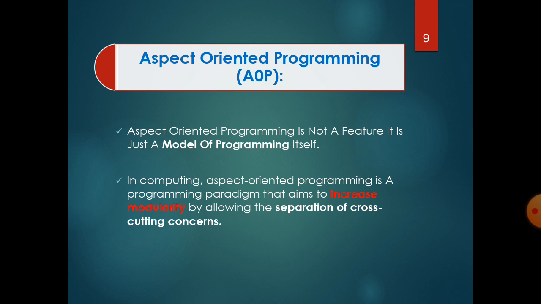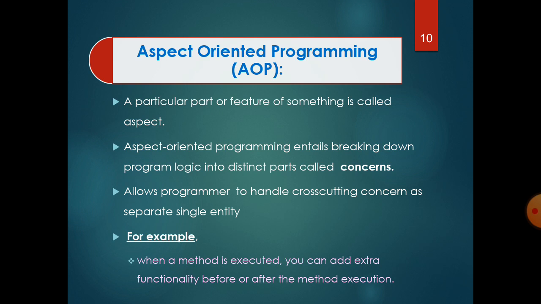Aspect oriented approach is not a feature; it is just a model of programming itself. This approach increases modularity by allowing the separation of concerns, which we also call cross-cutting concerns. The separation of concerns is an important part of aspect oriented programming. In aspect oriented programming, a particular part or feature of something we call an aspect.